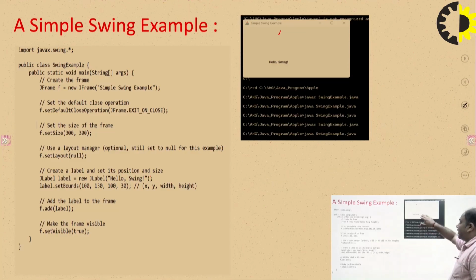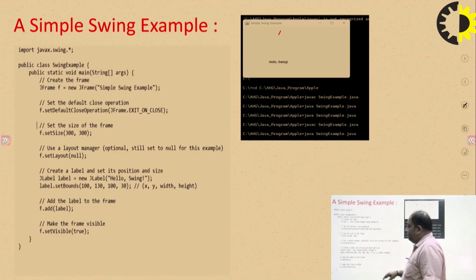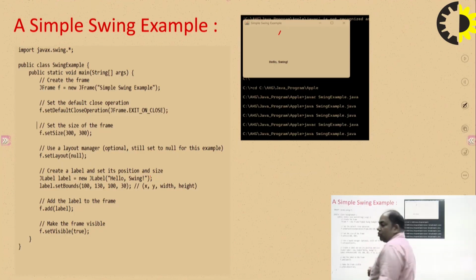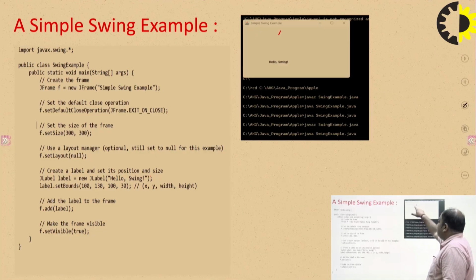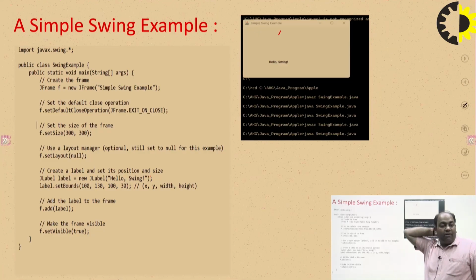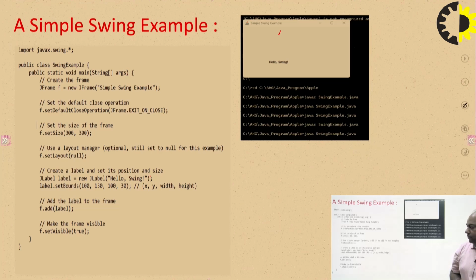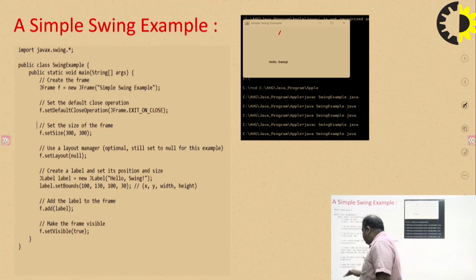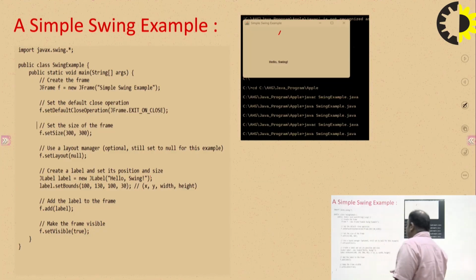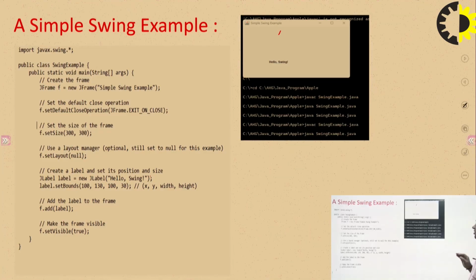If, for example, we give the values 0, 0, 0, 0 here, or 100, 100, 100, 100 everywhere, it will show somewhere in between, above its current position. Then we add that label on the frame and make it visible true, so that our frame is visible and the text written on that label is also visible. So we set visible equal to true.